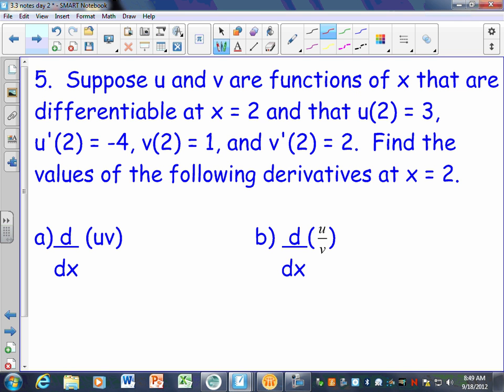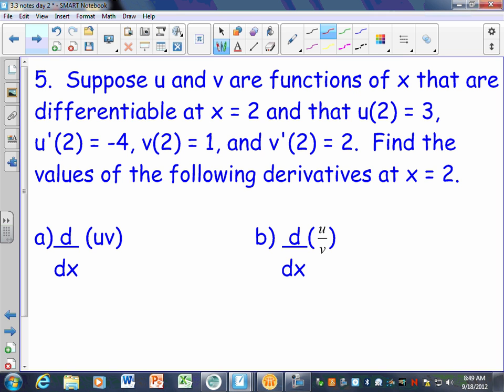And so they tell us that u and v are functions of x, and that they're both differentiable at x equals 2. And then they give us a bunch of values here. What does this mean? u of 2 equals 3. When you plug 2 into the equation, you get 3. That's the y value. What does u prime of 2 equals negative 4 mean? The derivative at x equals 2 is negative 4. That means the slope is negative 4.